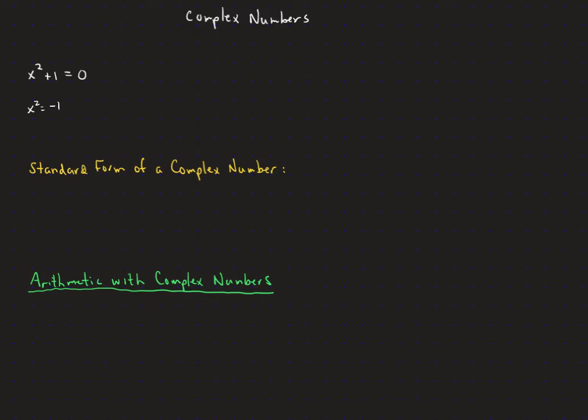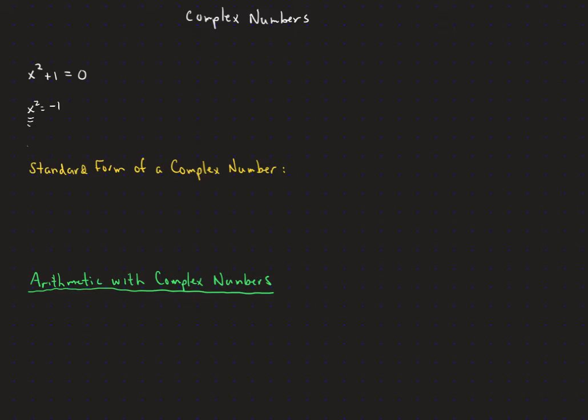It was thought at that time that all numbers were either positive, negative, or 0. Those are the real numbers. And none of those is going to work, because a positive times a positive is positive, and a negative times a negative is positive, and 0 times 0 is also 0. So none of those work.